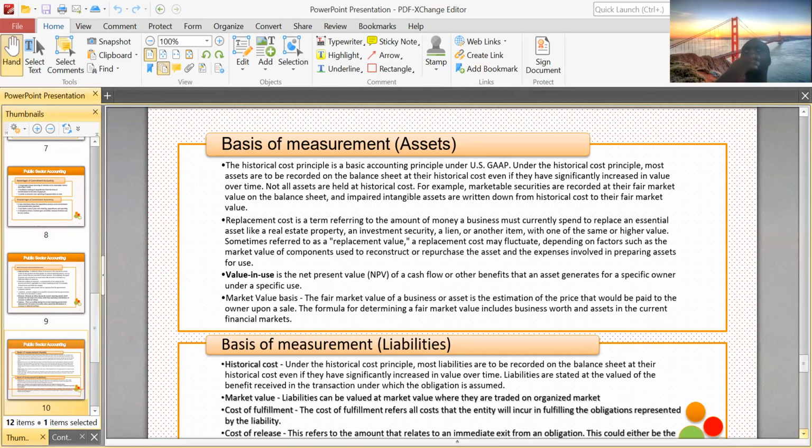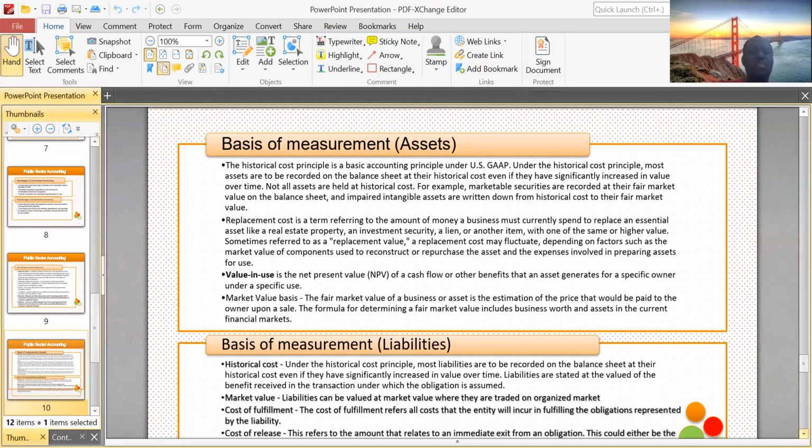So if, let's say, you have an asset like a car, and you have to replace it for some reason, the historical cost of the car might be 20,000, but replacing it might be 25,000. And so that would be the replacement cost. You have value in use.